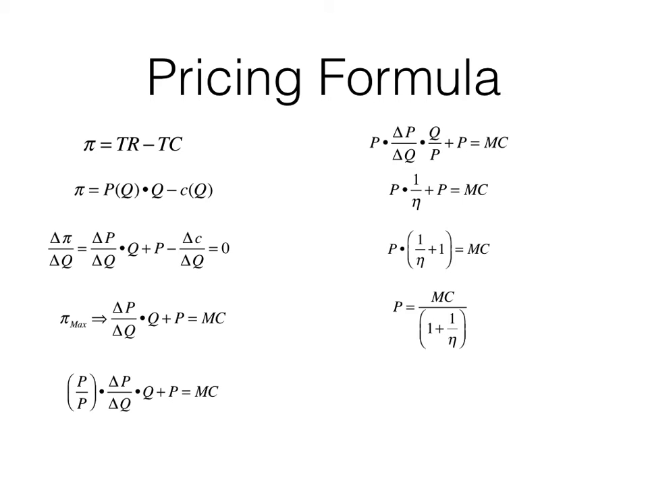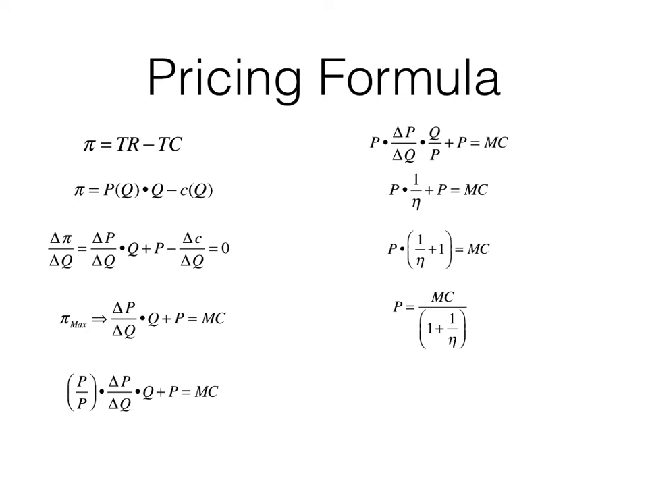That's what you really need to know. And the other things are just showing you from where it came. So price is equal to marginal cost divided by 1 plus 1 over elasticity. Remember, elasticity of demand is going to be a negative number here. So it will end up being a negative number.